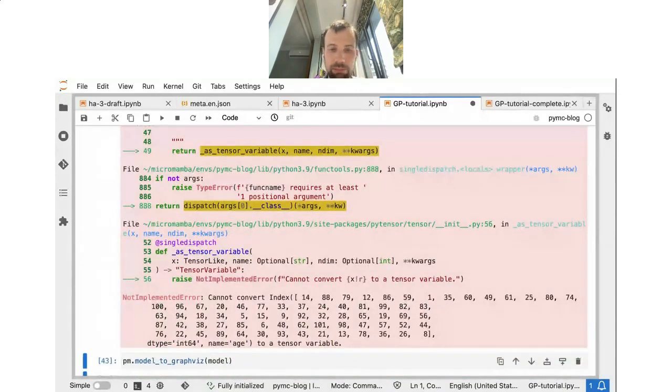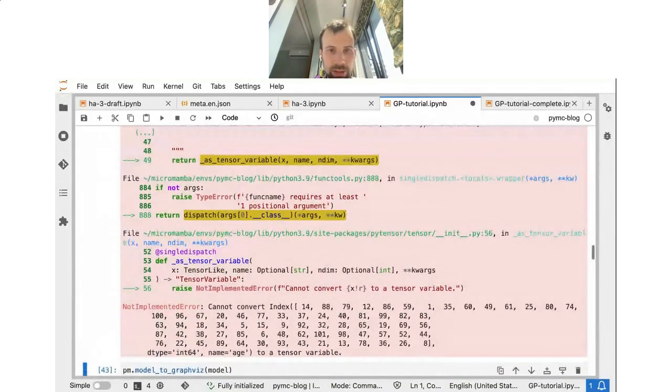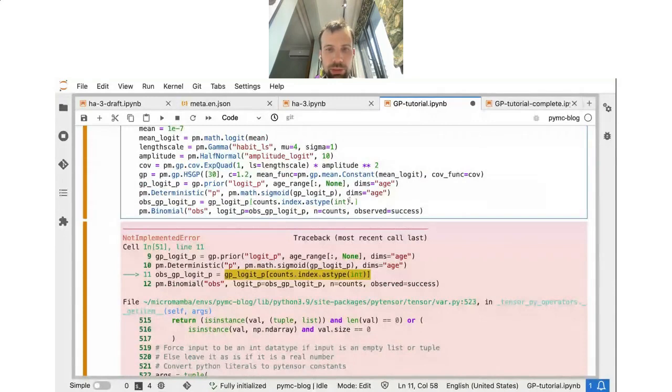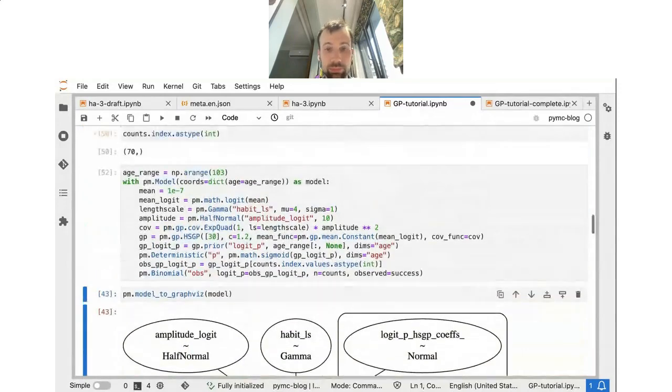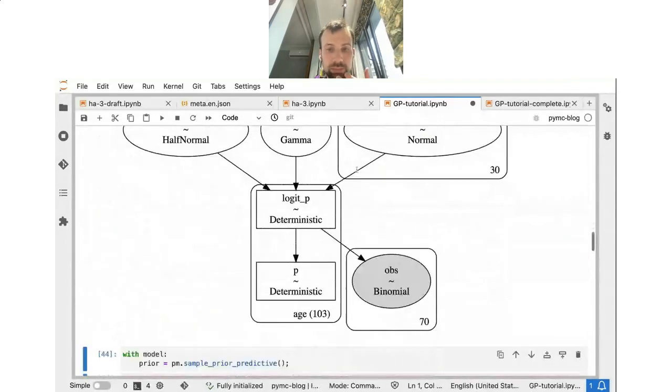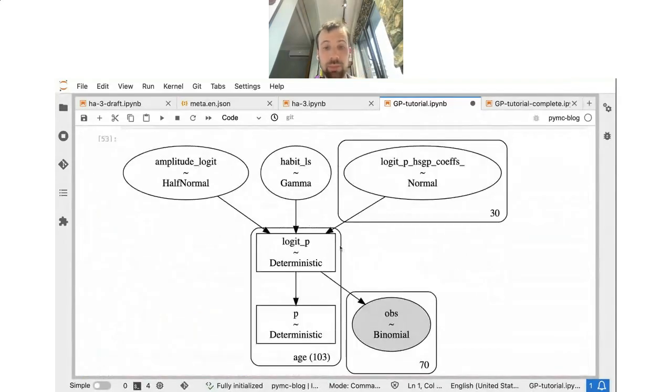Can't convert pandas index to tensor variable. That's unfortunate. Let's use values. Seems to be better now. All right, that's how it looks right now. We have our amplitude, we have our length scale of habits, we have the supplementary thing from HSGP, we predict all the probabilities and observe something.